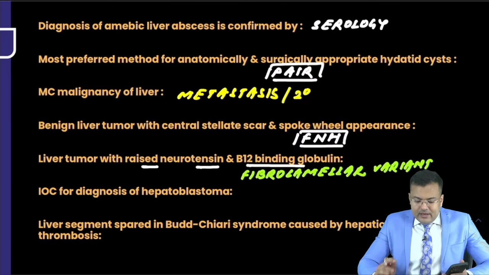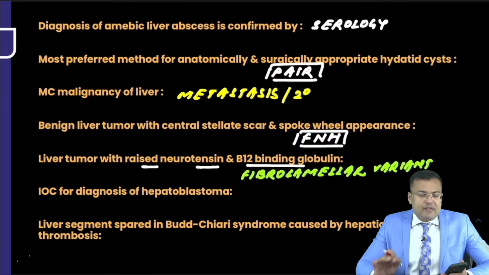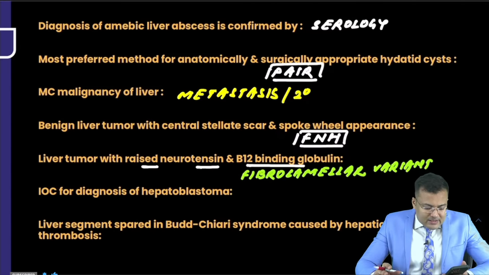Clear? Next, investigation of choice for diagnosis of hepatoblastoma. All of you know that for most liver tumors and kidney tumors, the investigation of choice is CECT. But for hepatoblastoma, what is the investigation of choice? No, it is not CECT. It is hepatoblastoma, not HCC.